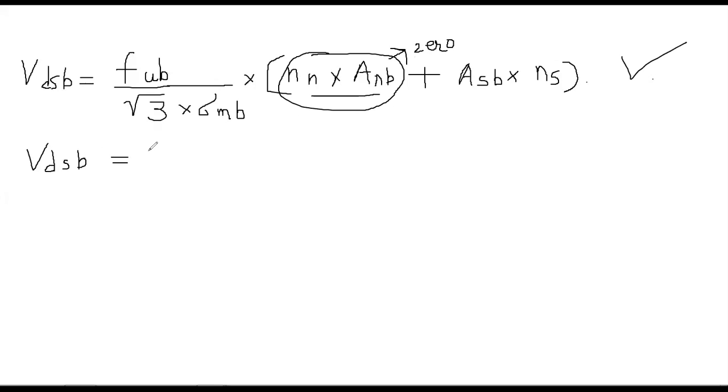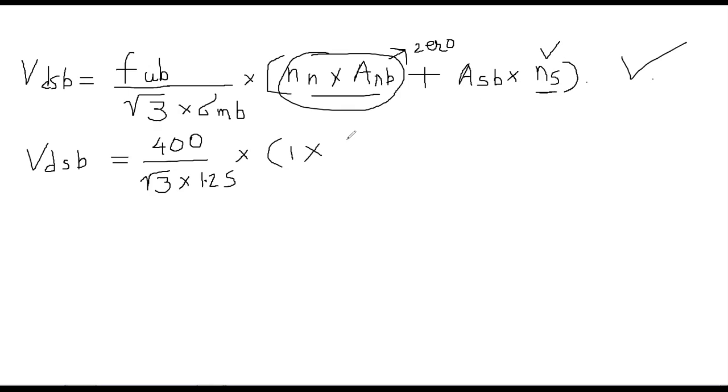ultimate tensile strength of bolt, and for 4.6 grade of bolt as per the table from the IS code, this value is 400 MPa divided by root 3, multiplied by 1.25, that is the partial factor of safety for your bolt. Standard value is 1.25, multiplied by 1, 1 is the value for your Ns, that is the number of shearing planes in the shank.